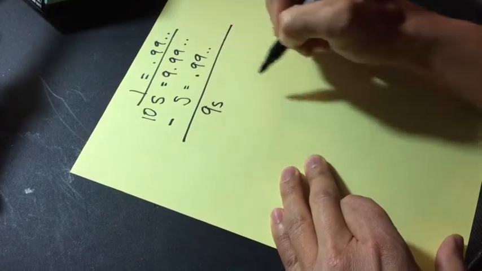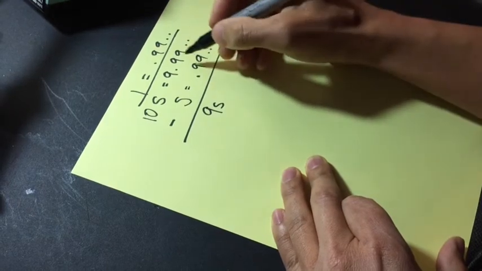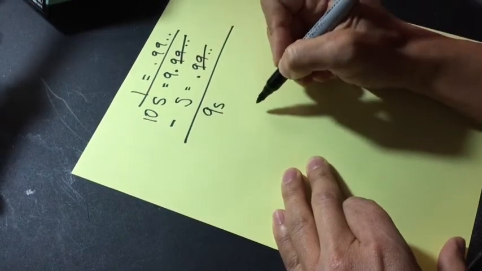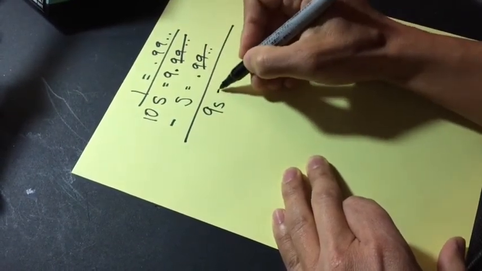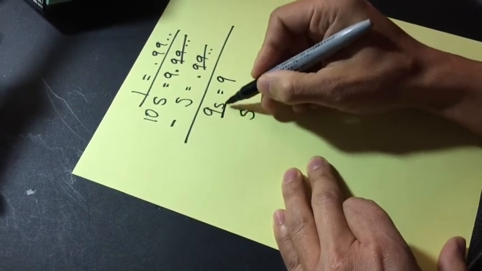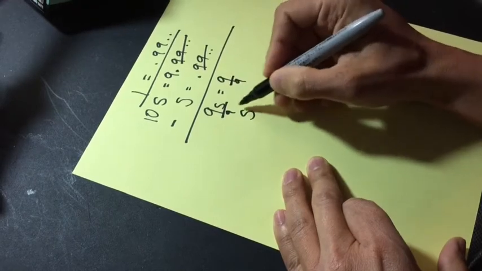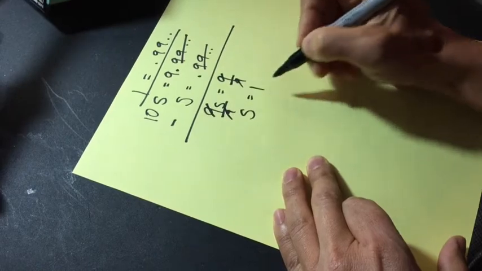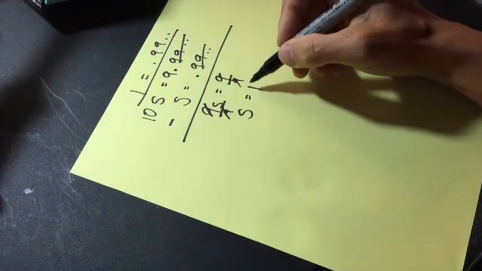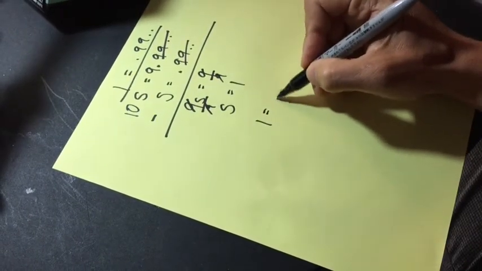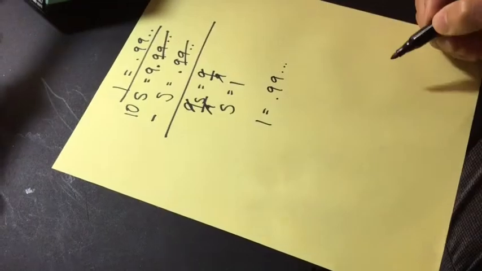Let's subtract these two from each other, and we get 10s minus s, that's 9s, equal to 9.99 repeating minus 0.99 repeating. Well, after the decimal point, these are actually equal to each other, so these cancel each other out. So 9 minus nothing is equal to 9, and we're left with s. We'll divide by 9 on both sides, and we're left with s equal to 1. And so if we plug s back in here, we see that 1 is equal to 0.99 repeating.